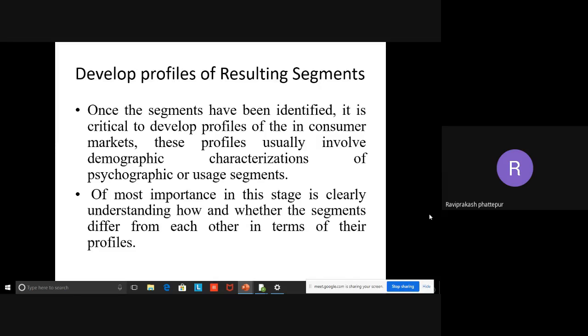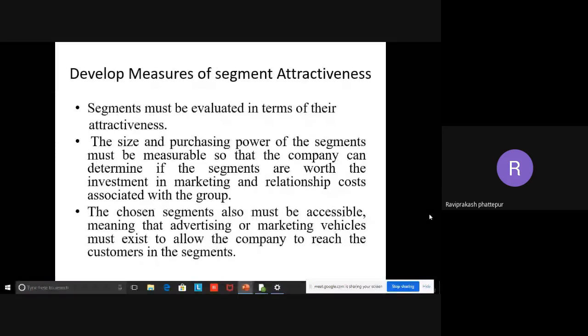Next, develop measures of segment attractiveness. Now what you have done, in the process you can see, first we segmented the market, then we came to know about who are the people in that particular segment, what they want, we are knowing the customers basically. Next, develop measures of segment attractiveness. So how to attract those people? Segments must be evaluated in terms of their attractiveness. So how will you be attracting the customers, or how have you been attracted to that particular segment? The size and purchasing power of the segments must be measurable so that the company can determine if the segments are worth the investment in marketing and relationship costs associated with the group.